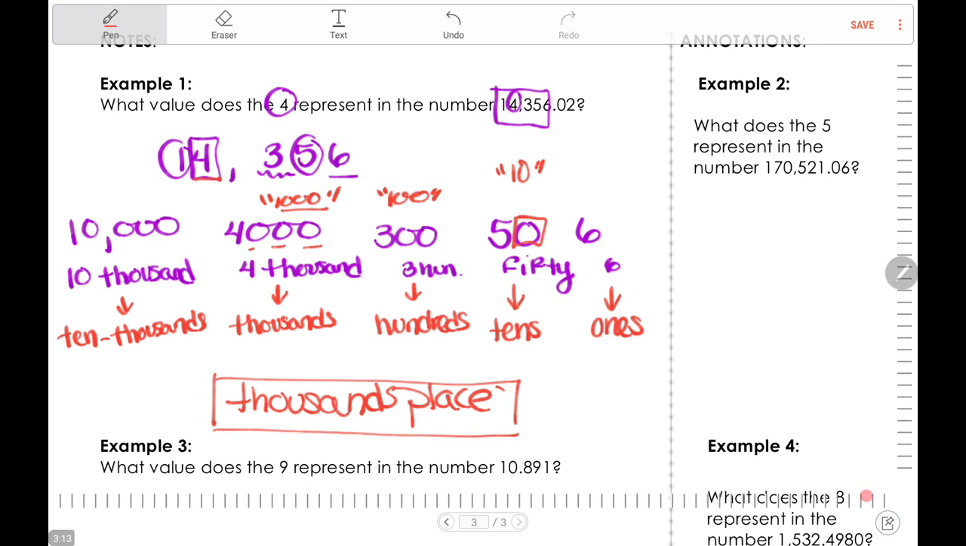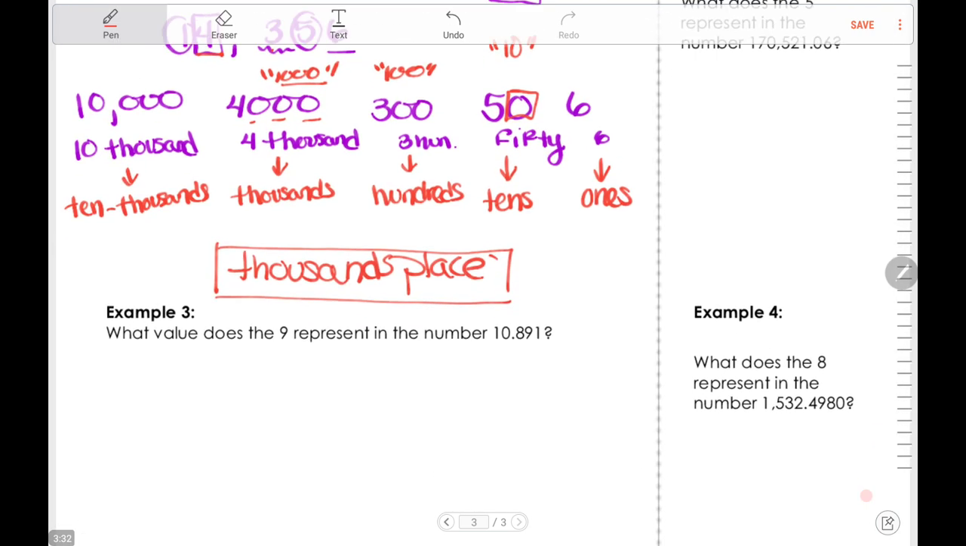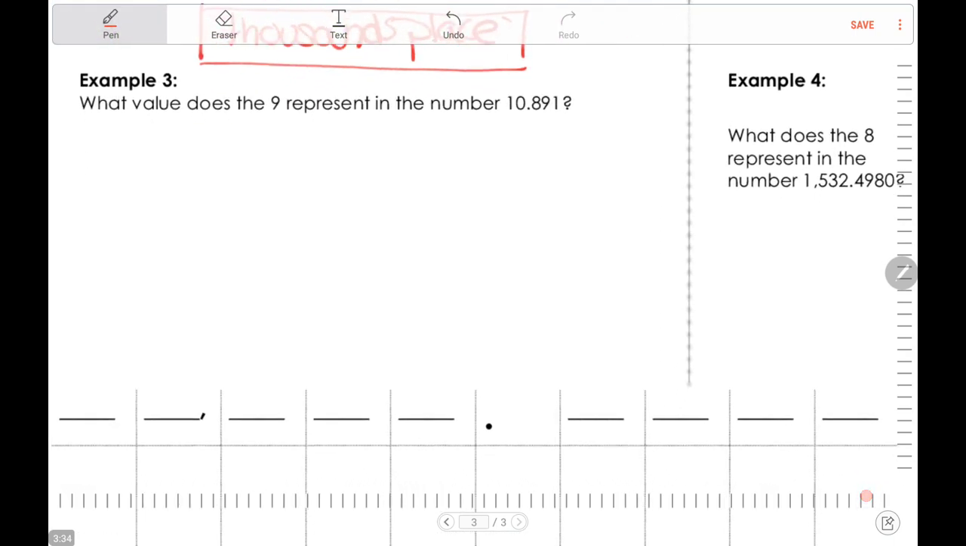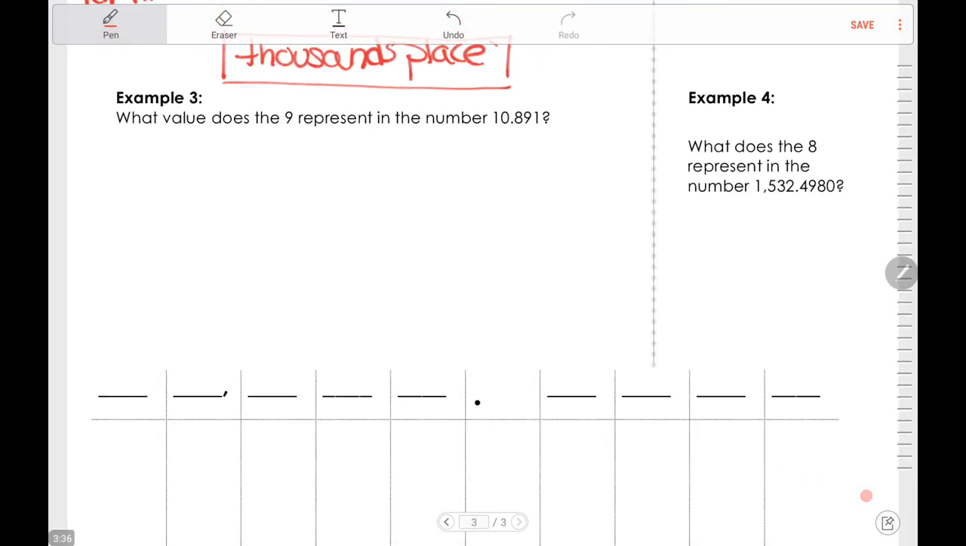Okay, and you don't have to break it up like that. You can just memorize 10,000s, thousands, hundreds, tens, ones, but I just wanted to show it to you a different way to kind of think of it from another perspective. Okay, so why don't you try example 2 now? Alright, let's look at example number 3.